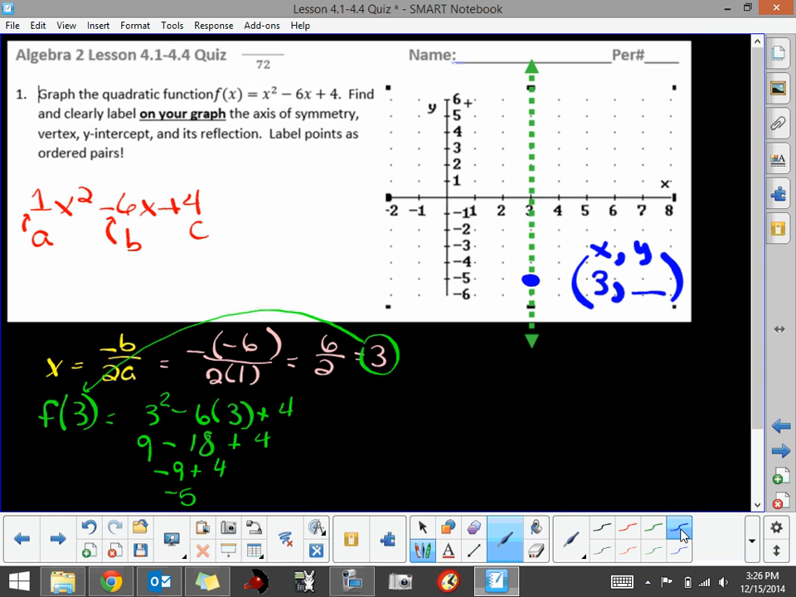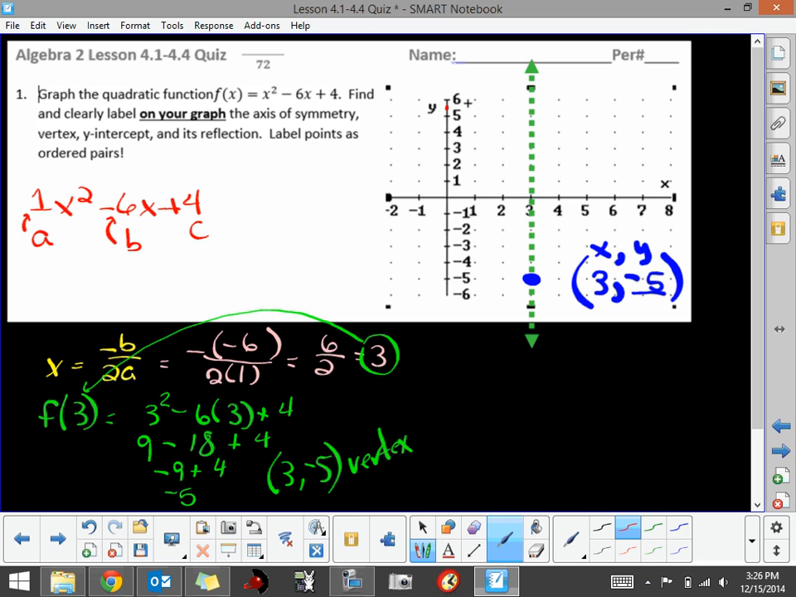So I'm going to fill in this. Positive 3, negative 5. And that was pretty close to where I had it parked. 3, negative 5, and that's our vertex. So what we found so far is our axis of symmetry, and this last thing that I found, the 3, negative 5, was the vertex. Okay, and now we're going to find the y-intercept.